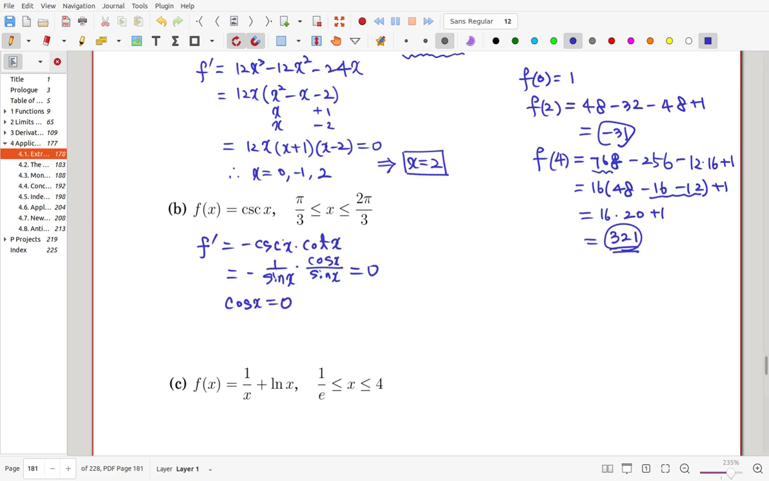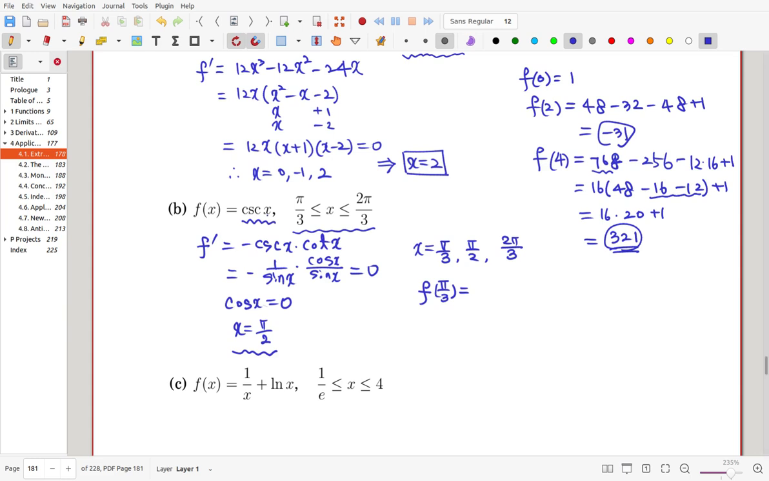That means that within the domain you have to find x. x is pi over 2, the only value that makes it 0. So we have the points pi over 3, pi over 2, and 2 pi over 3. So you have to find the 3 values, starting with f of pi over 3.